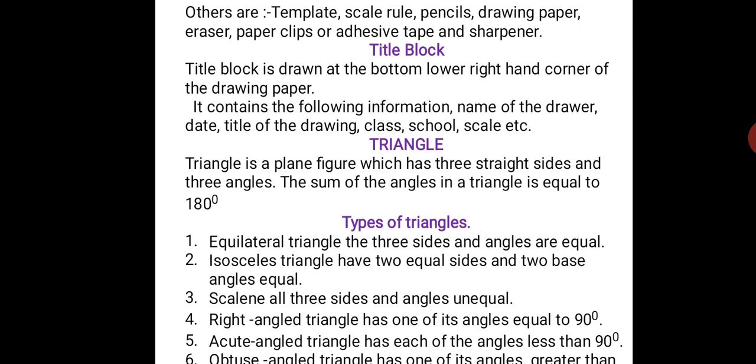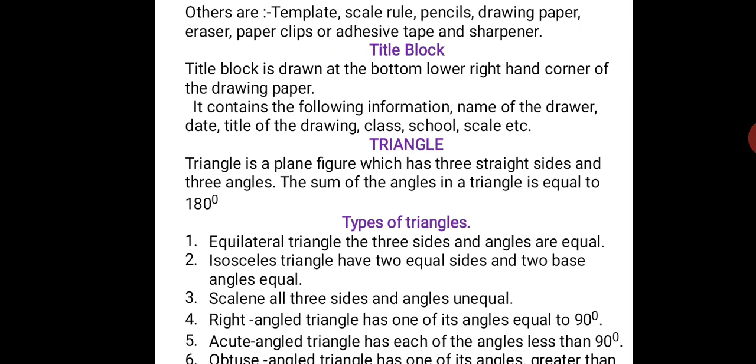One, we have equilateral triangle. This one, the 3 sides and 3 angles are equal. We have isosceles triangle. It has 2 equal sides and 2 base angles equal. 3, we have scalene triangle. All the 3 sides and angles are unequal. Now, these first 3 triangles are named according to the length of their sides. Now, numbers 4 to 6 are named according to the size of their angles.